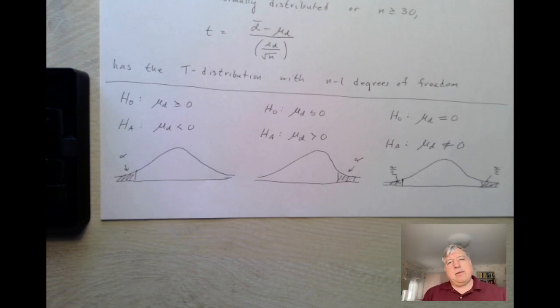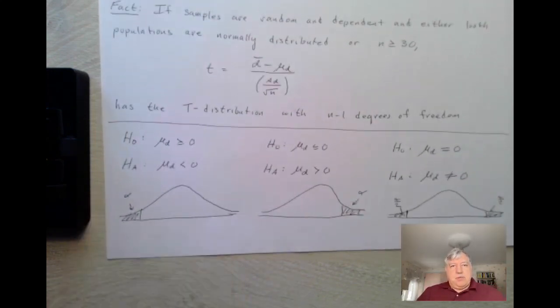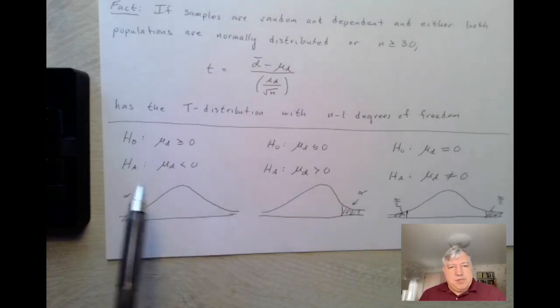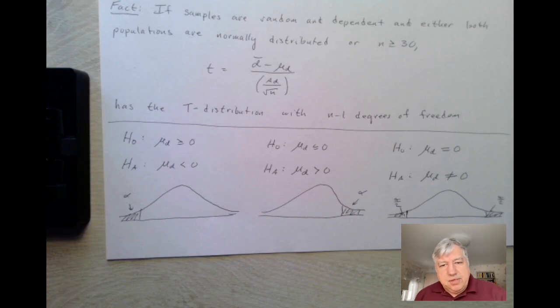All right, so that's the process. After you find the rejection regions and the critical values, you compute this number t and see if it's in one of these shaded areas. If it is, you reject the null hypothesis. If it isn't, you don't reject it, and then you interpret the claim.